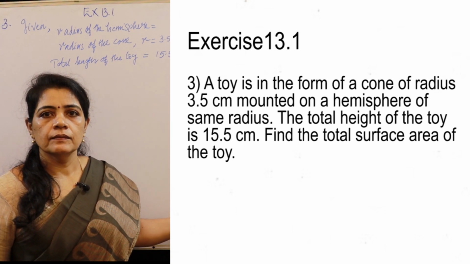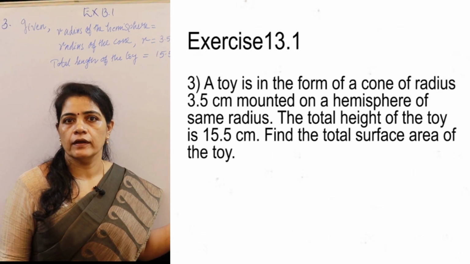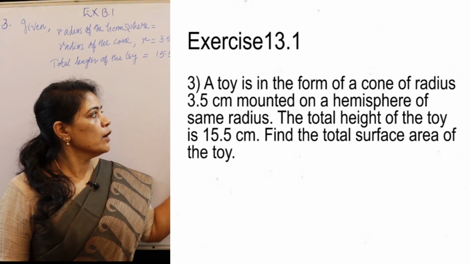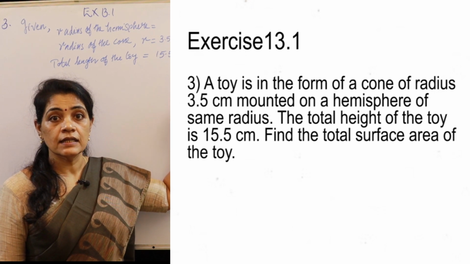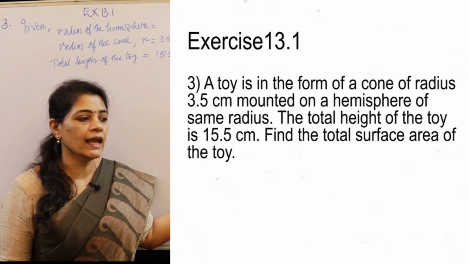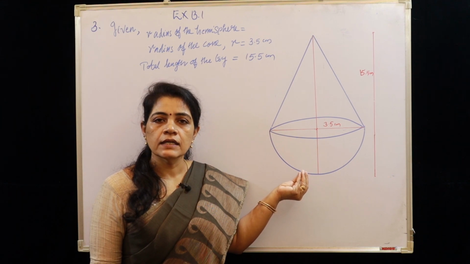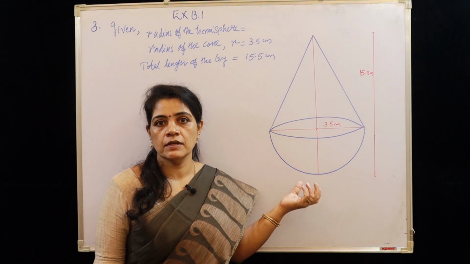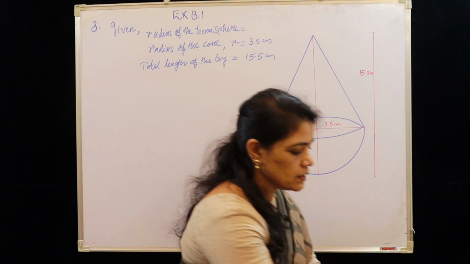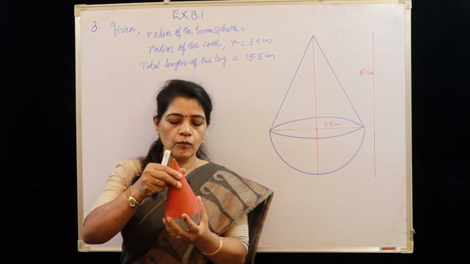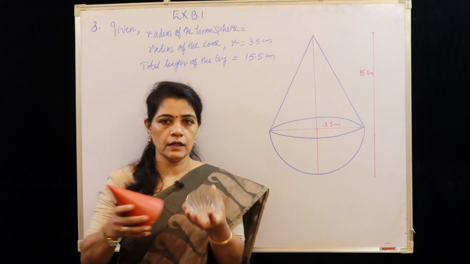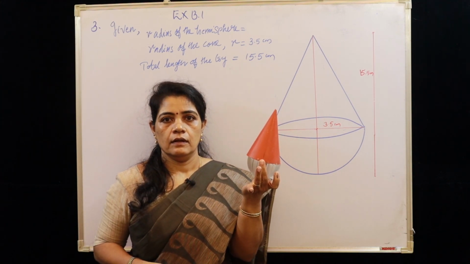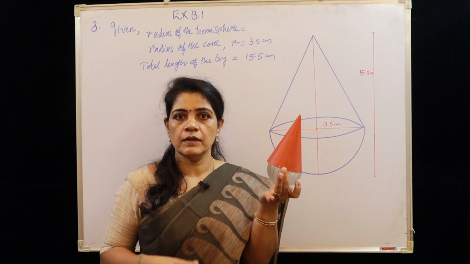In the third problem, we have been given a toy, and the toy is in the form of a cone. That cone is mounted on a hemisphere, and the radius of the cone is equal to the radius of the hemisphere. So this is almost of that form. Here we have a hemisphere and a cone mounted on the hemisphere, and being the radius, that means diameter.